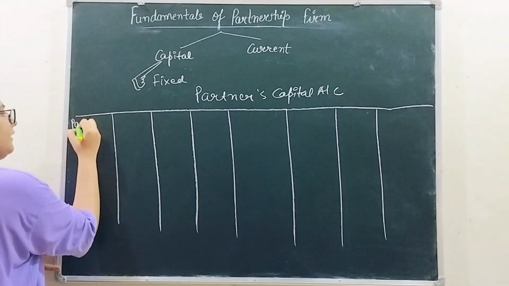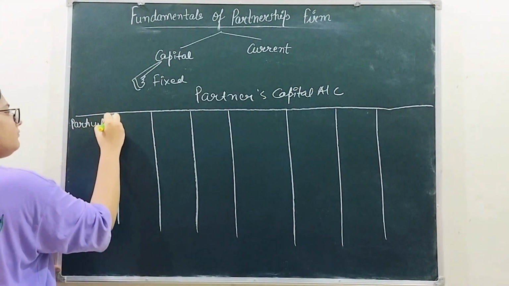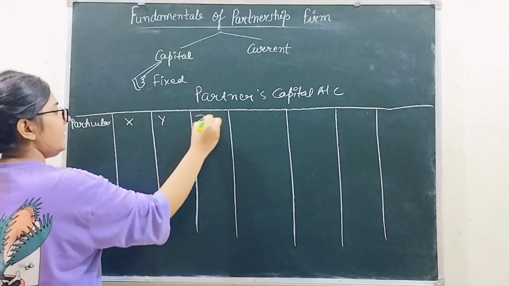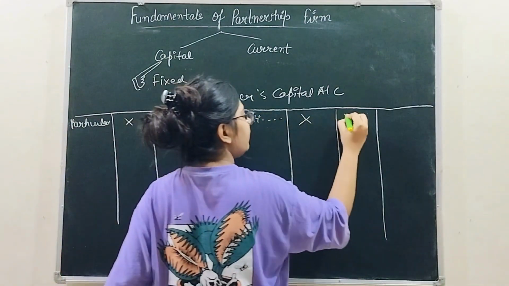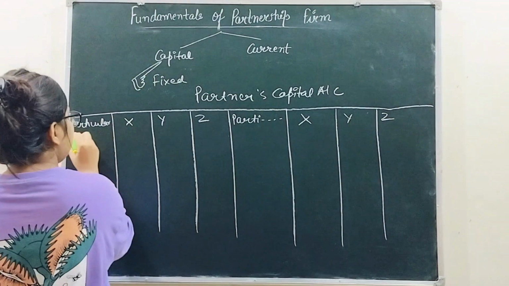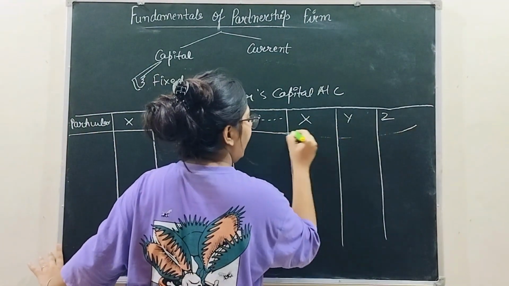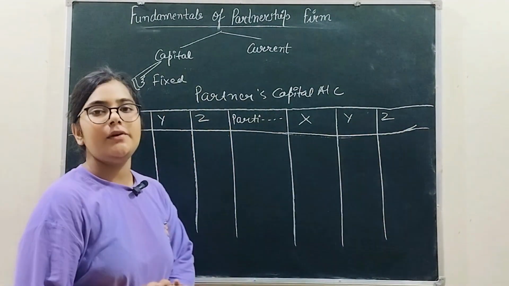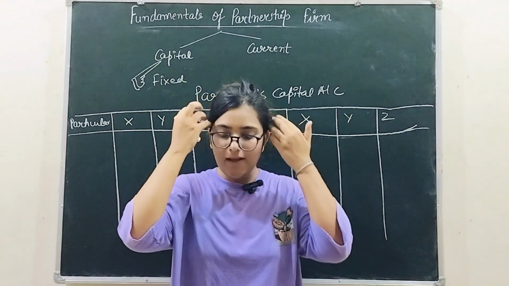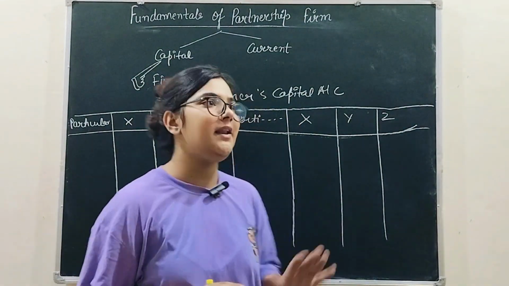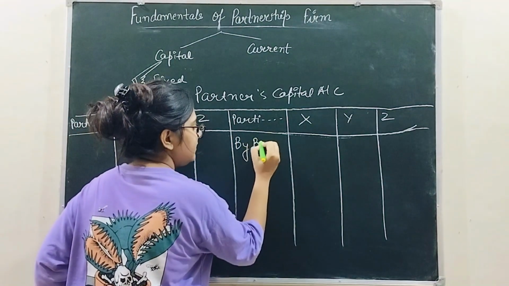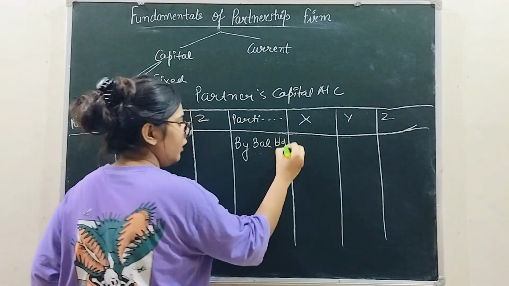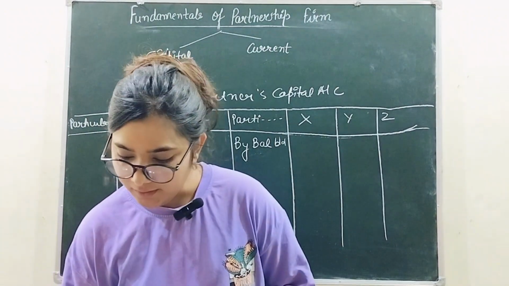Right? आप अपने particulars लिखोगे X, Y, Z. Particulars X, Y, Z. ठीक है? तो होता क्या है आपके पार्टनर्स कैपिटल अकाउंट में जब आपको दोनों अकाउंट के बैलेंसेस दे रखे होते हैं, आप सिंपल इस अकाउंट में अपनी कैपिटल को डालते हो बाय बैलेंस ब्रॉट डाउन। तो कितनी कैपिटल दे रखी है आपकी?